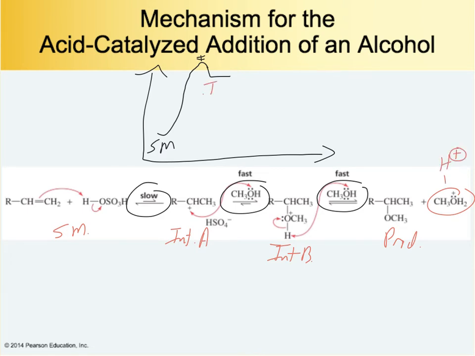Here's intermediate A. Go to a fast step where we make intermediate B, which then even faster yet goes to the product. So we have 3 arrows, which means we have 3 different transition states. We have 2 intermediates. Alright, good.